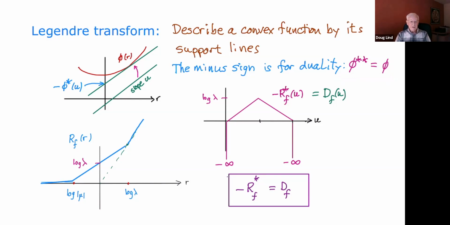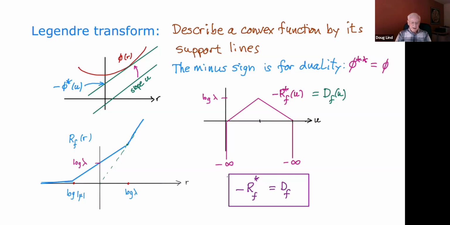Okay, well, let's try to compute the Legendre transform of our Ronkin function here. Or rather, more accurately, the negative of the Legendre transform given by this geometric operation. By the way, if there are no support lines for a particular slope, if there is no way to have a line of slope u totally beneath the graph, then the negative of the Legendre transform is defined to be minus infinity.